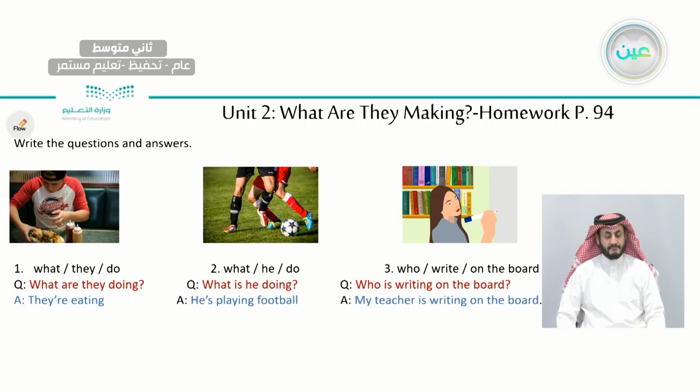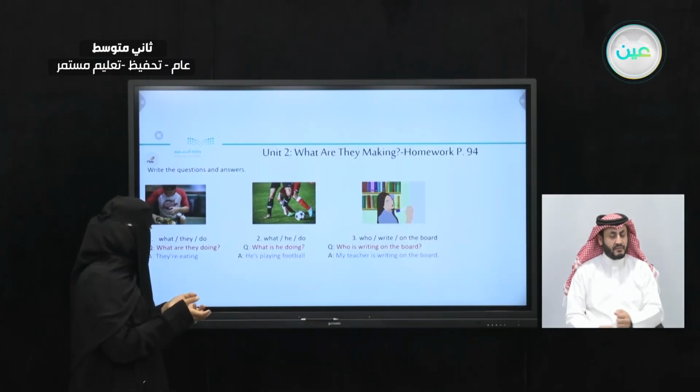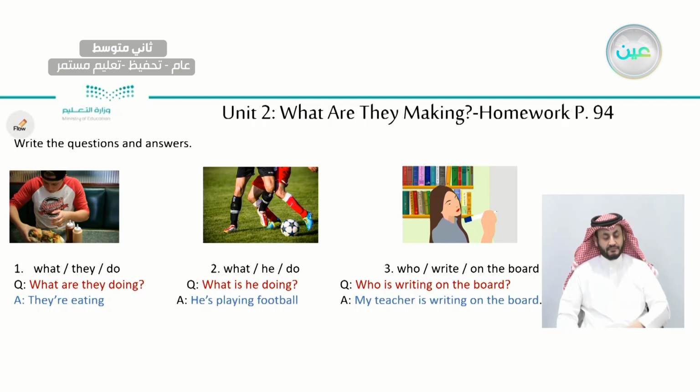For number 1, what are they doing? We have 3 boys in your book. They are eating. For 2, what is he doing? We have 1 boy in your book. He is playing football. Who is writing on the board? We want to know who is writing. My teacher is writing on the board.